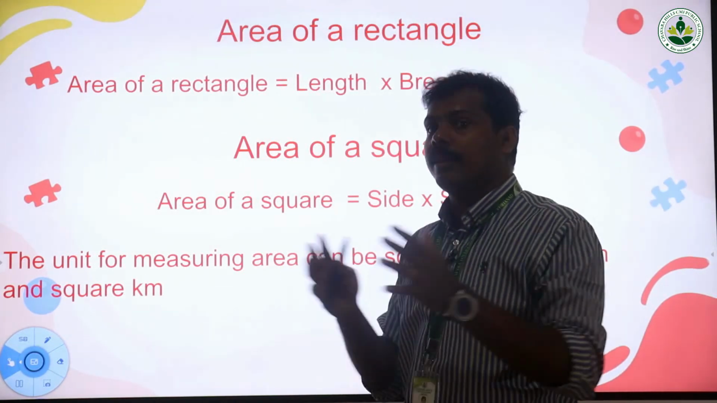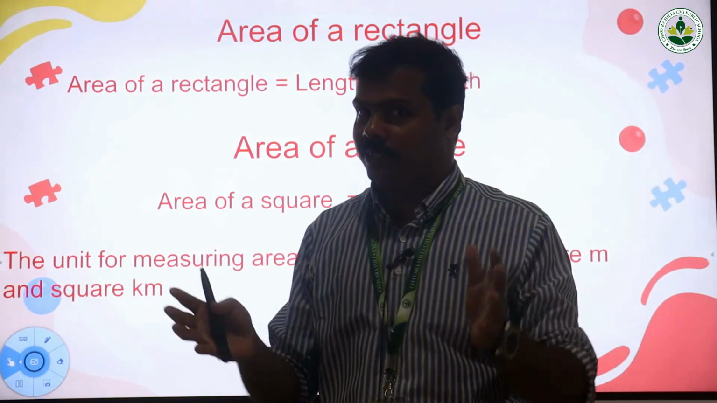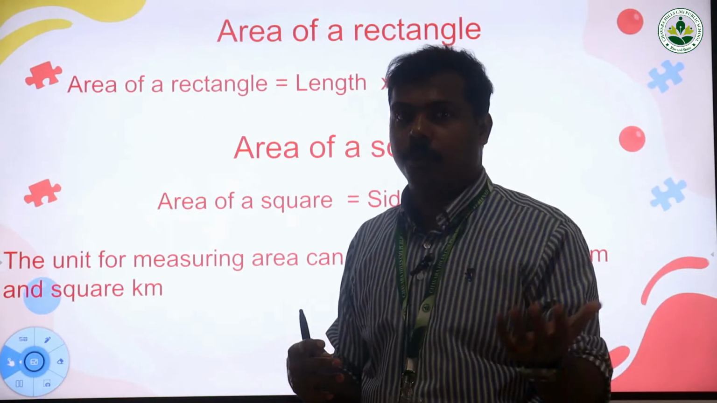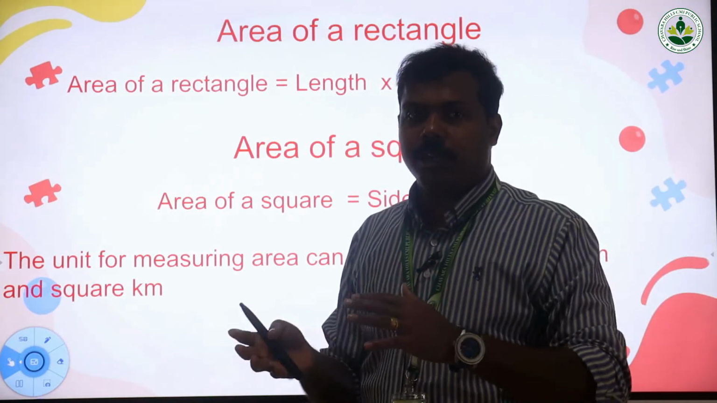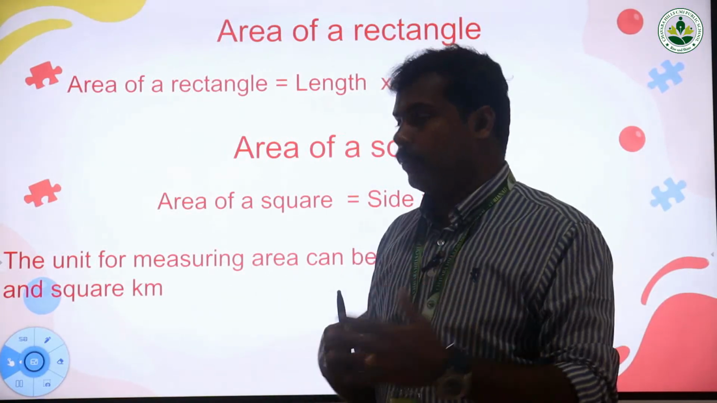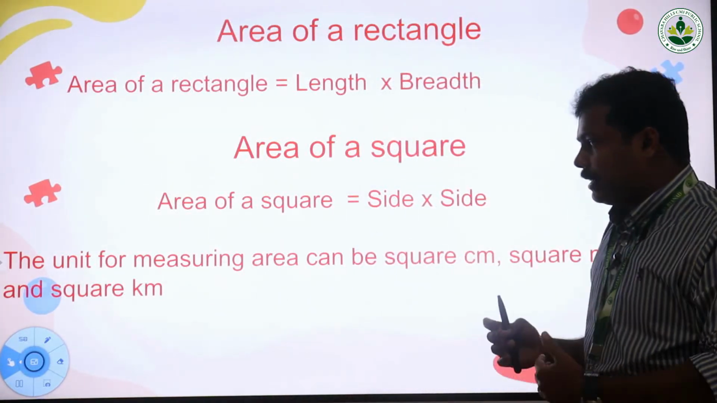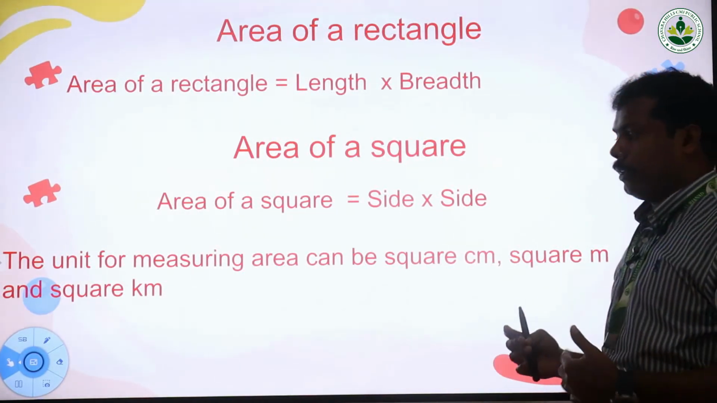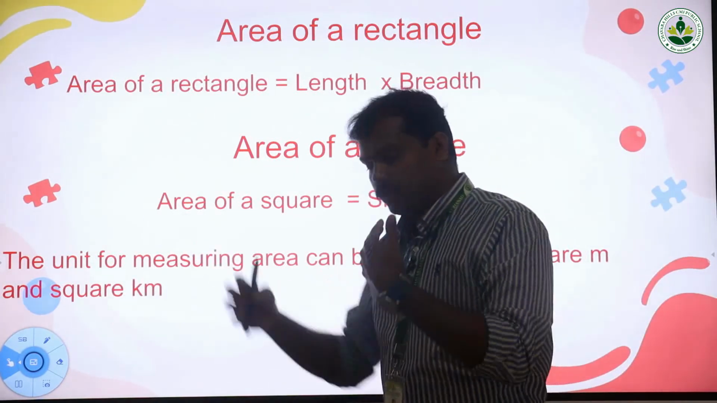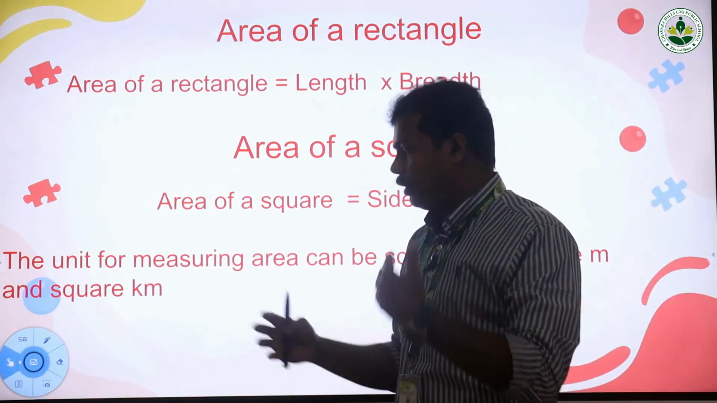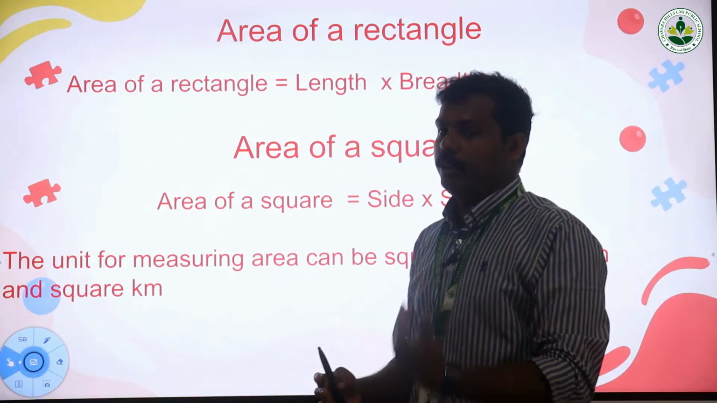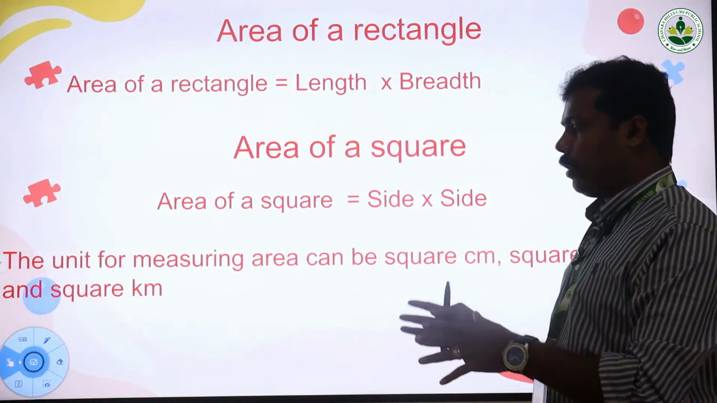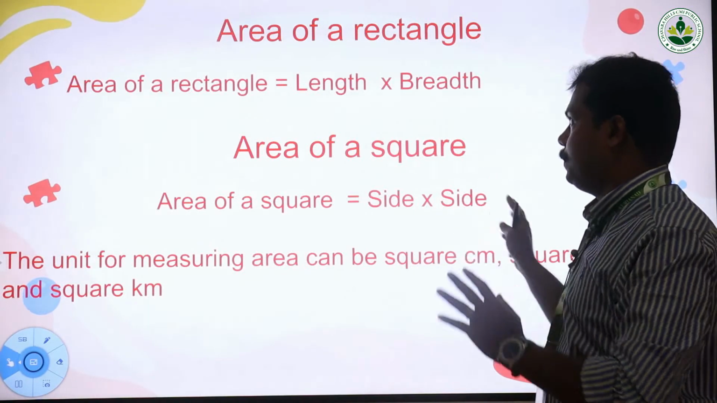We use length to find the distance. The units for distance are kilometer, meter, centimeter, millimeter, hectometer, decameter, decimeter. They are the 7 units. But for measuring area, the units can be square centimeter, square meter, square kilometer. We need to add the term square. For the answer, we use square, then the given unit. Area of a rectangle is length into breadth, area of a square is side into side.